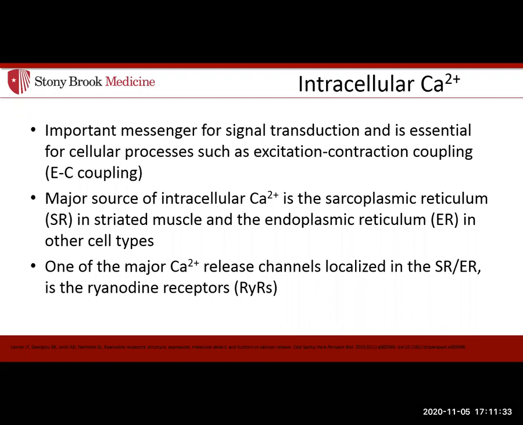The main source of intracellular calcium is the sarcoplasmic reticulum in our striated muscles and the endoplasmic reticulum in our other cell types. Because MH is mostly associated with muscle rigidity in our extremities, we're just going to be focusing on the sarcoplasmic reticulum. One of the major calcium release channels located in the sarcoplasmic reticulum is the ryanodine receptors. These are the receptors that are directly affected in malignant hyperthermia.